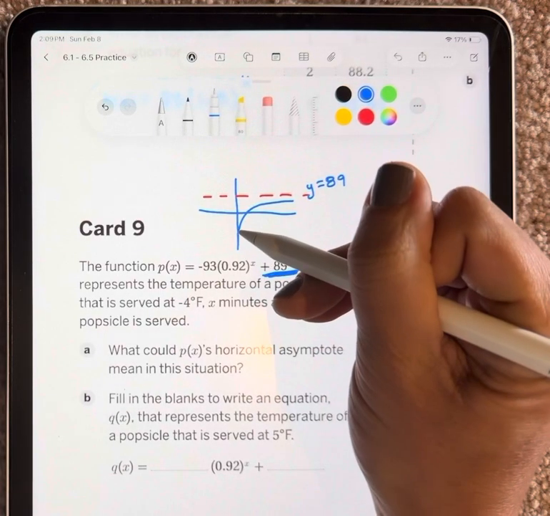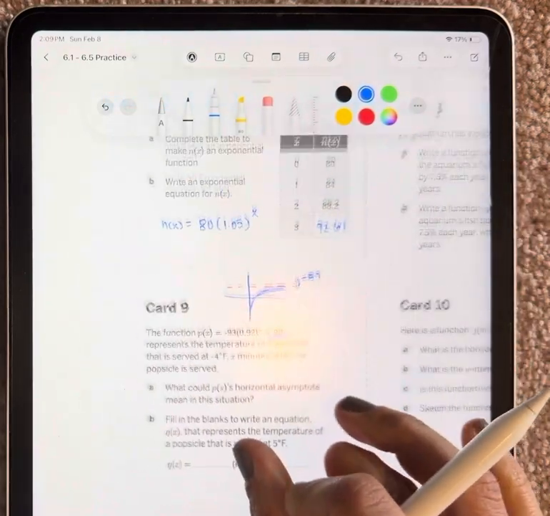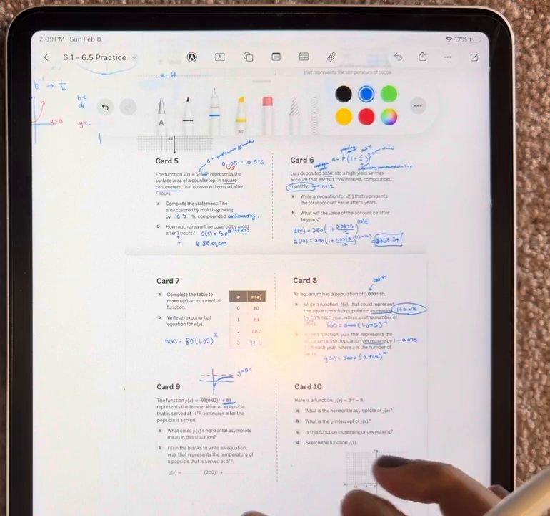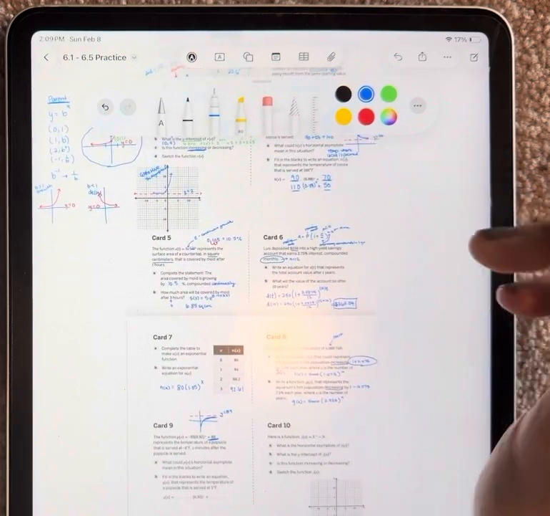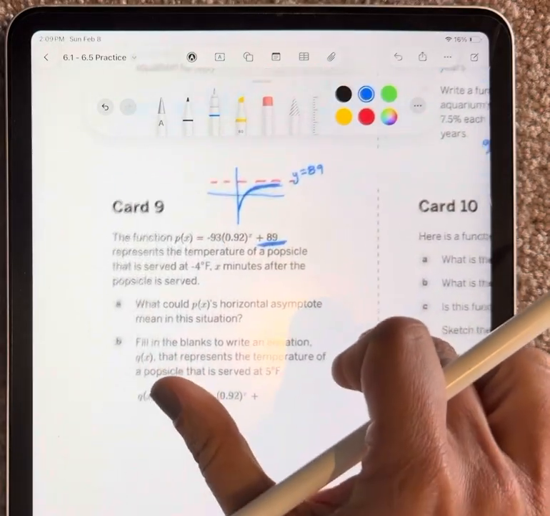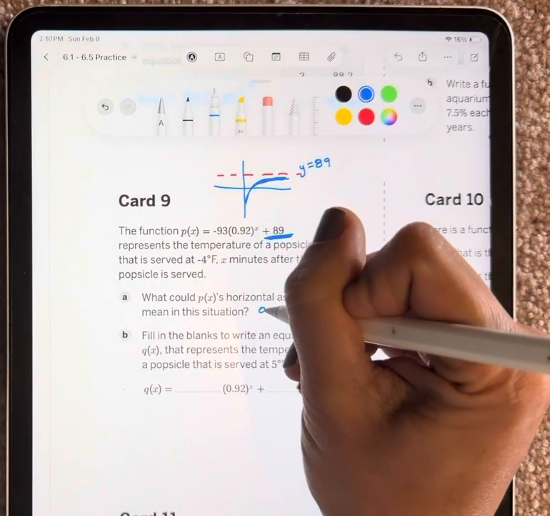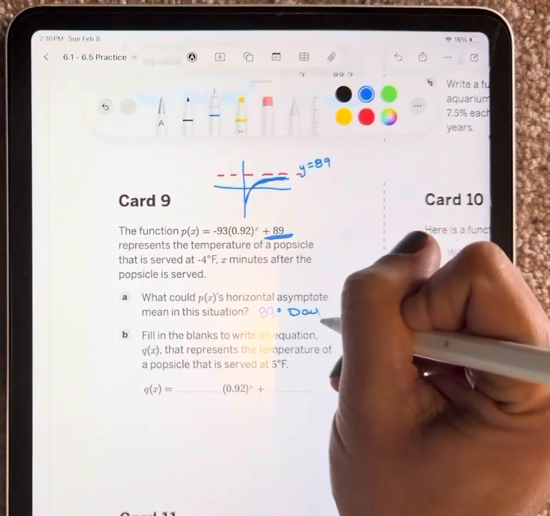Except now we're increasing. Now we have a reflection of the old graph, which explains, here's the old graph right there if you can see it. It's flipped for this one, which explains that their formula is negative, all right? Okay, so it represents popsicles served at -4 degrees, x minutes after. What could the horizontal asymptote mean in this situation? Okay, so yeah, in this one, we are either outside and it's 89 degrees, all right? It is an 89-degree day.